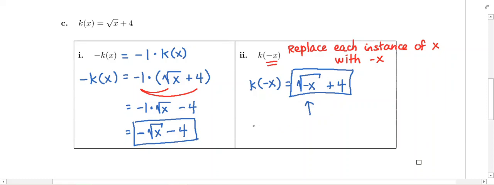So you get to pick what gets plugged in for x. If x is positive 1, plug it in. This is going to be the square root of, that negative sign is already there, x is positive 1, plus 4. This would be undefined. You can't take the square root of negative 1. So this would be undefined.